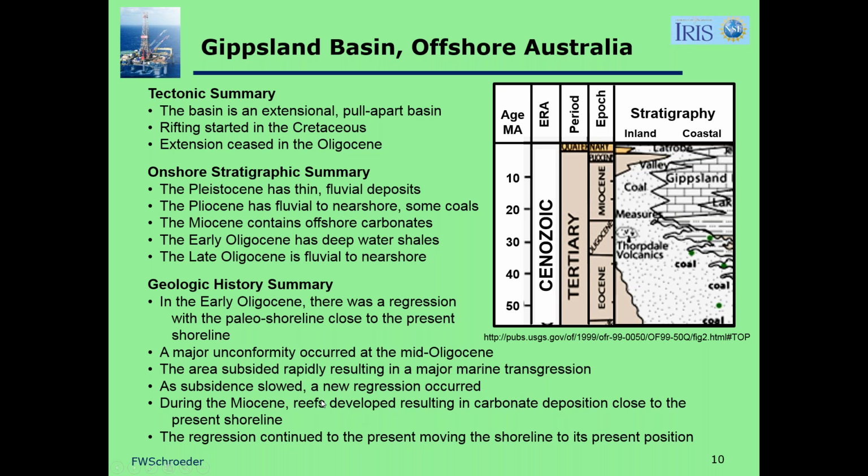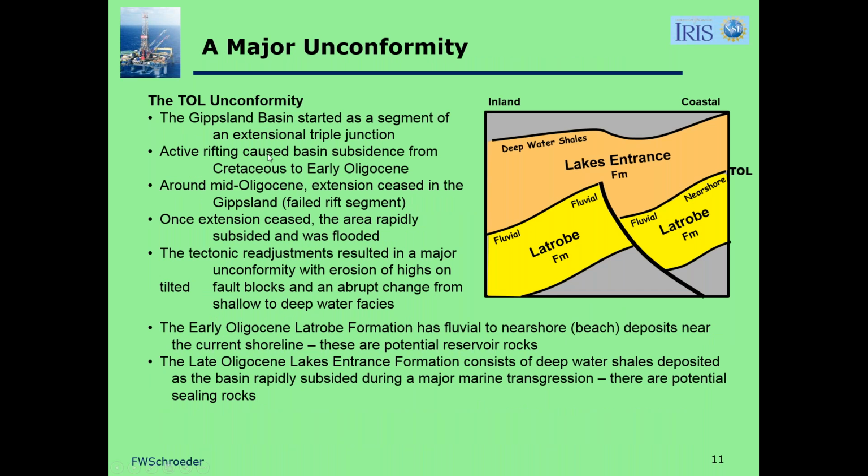During the Miocene, reefs developed in this area, and so we had good carbonate deposition. And then in the Plio-Pleistocene, there was another regression, and the shoreline occupied its present position and covered the deeper water deposits of the shale and the offshore carbonates. So we have a major unconformity.